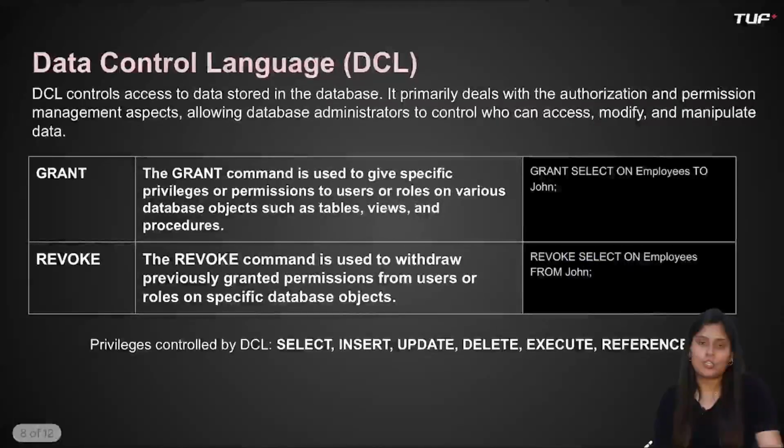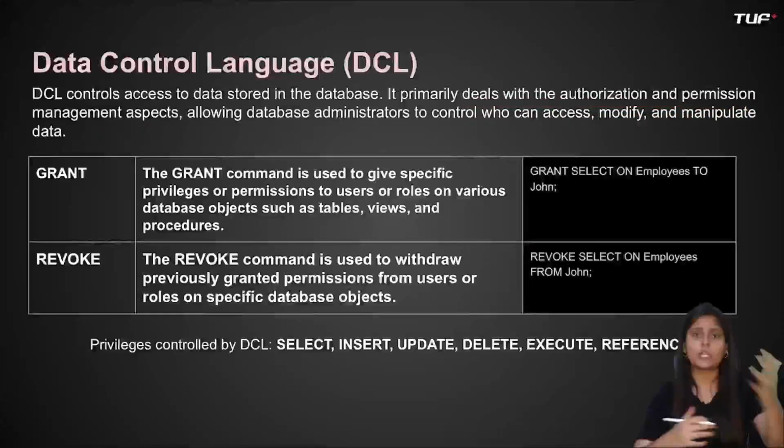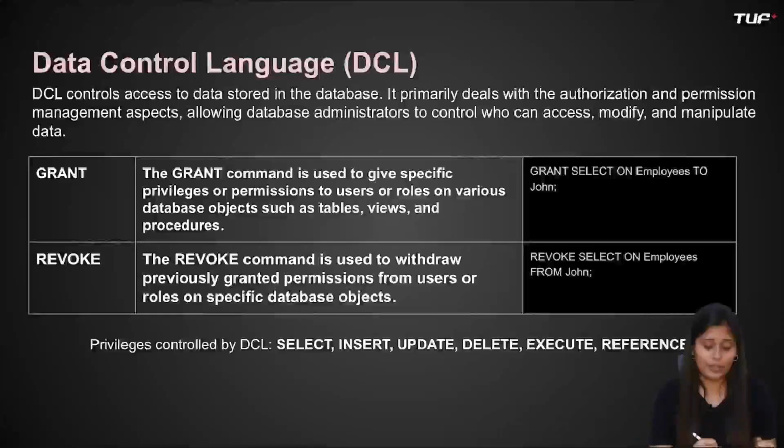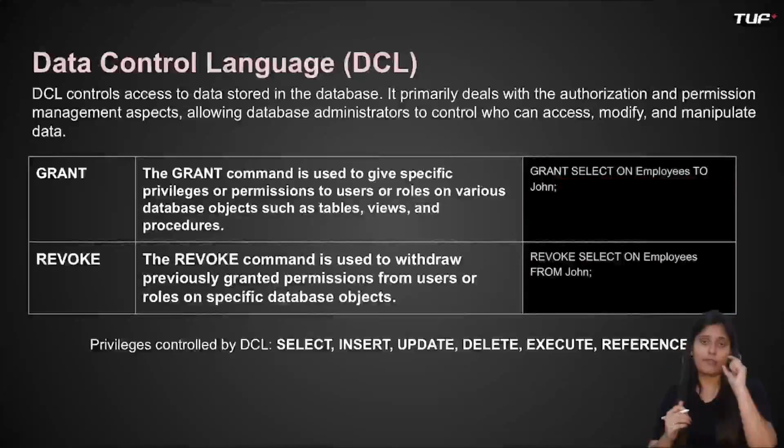Next is DCL, which is data control language. It controls the access to data stored in the database, and it primarily deals with authorization and permission. It gives permission to the user and checks the authentication of the users. With the grant command, we say GRANT SELECT ON employee TO John. So in the employee table, we have granted the access to John.